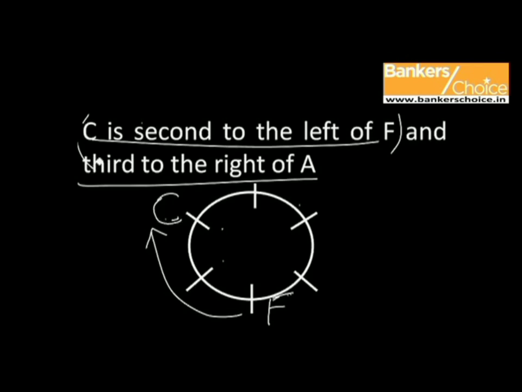Now by looking at the second part of the sentence, that is third to the right of A, we know that as the word and is used, the person referred here is C. So we can say that C is third to the right of A. As C is third to the right of A, we can say A is to the left of C. That means again A should be towards the clockwise direction of C and 3 places away. So 1, 2 and 3, this place should be occupied by A.